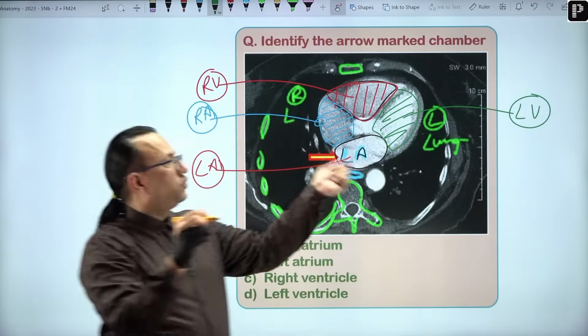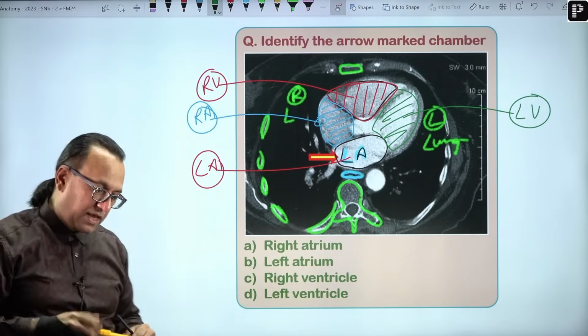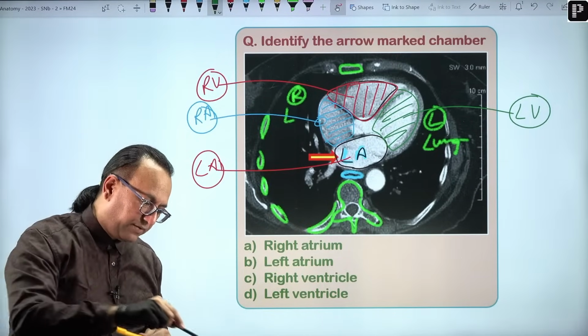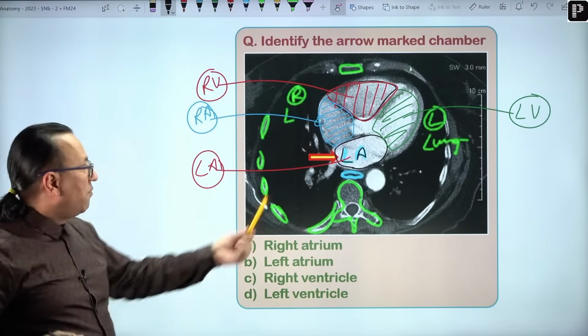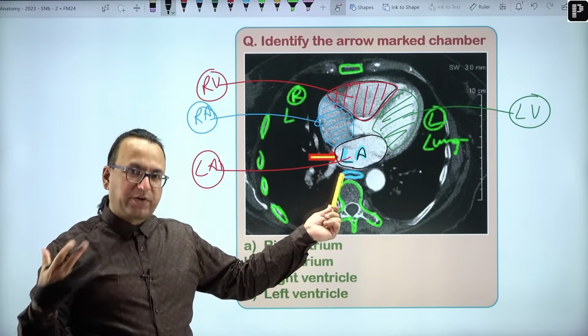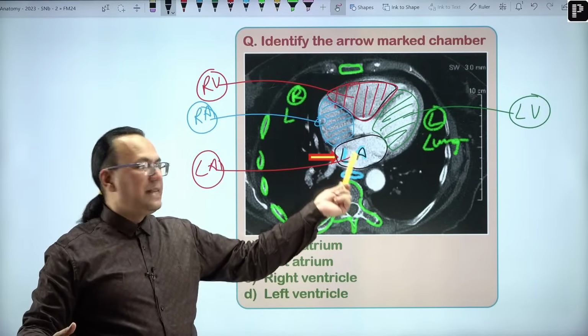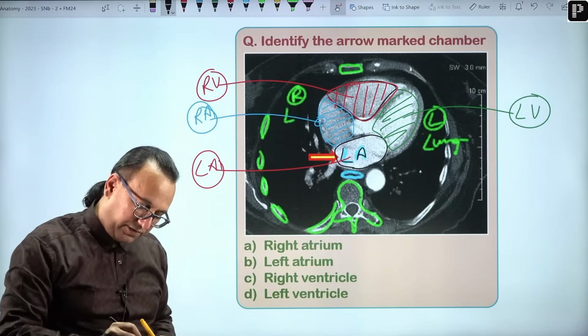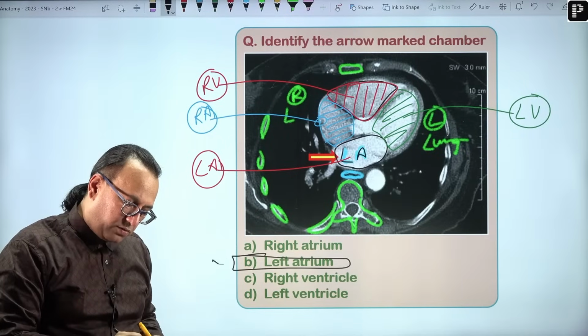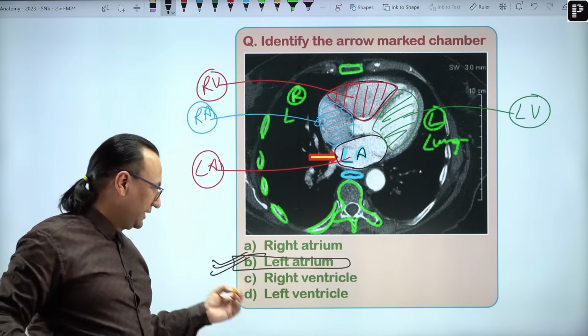Let me show you this same thing in another diagram, but in this question, if they have put a mark here, the posterior-most chamber of the heart, then it is the left atrium. This is the left atrium, choice number B. Now the discussion goes quite detailed.